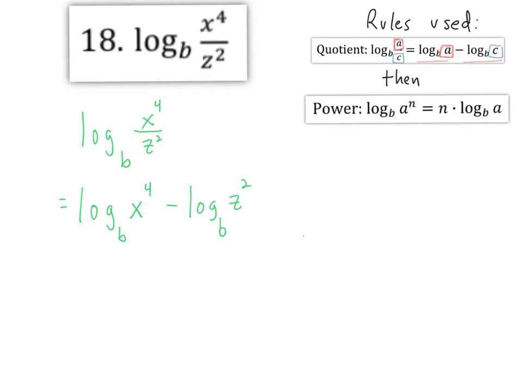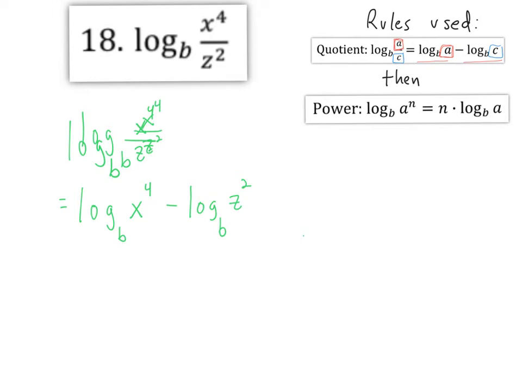Okay, so for this first problem, we have a log of a fraction. Here we have log base b of x to the 4th over z squared. Almost always, maybe always, at least almost always, when you have a log of a fraction and you're simplifying, you're going to use the quotient rule.